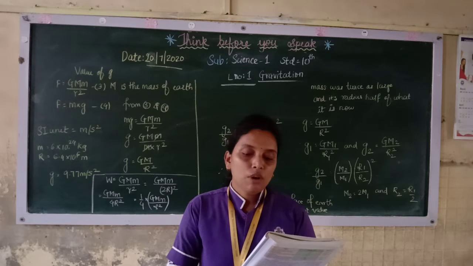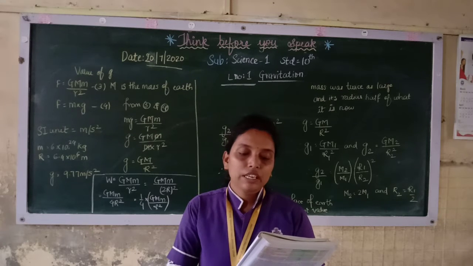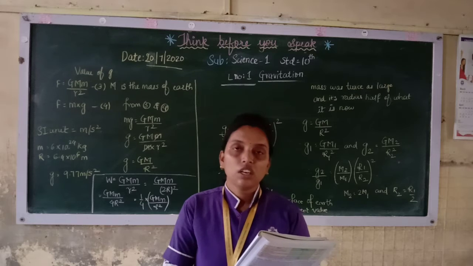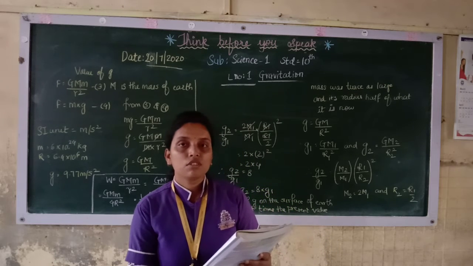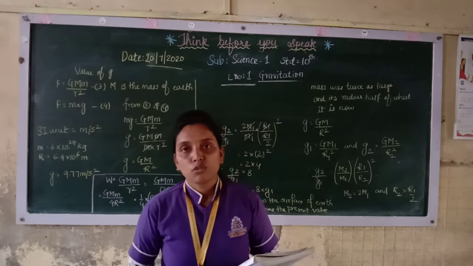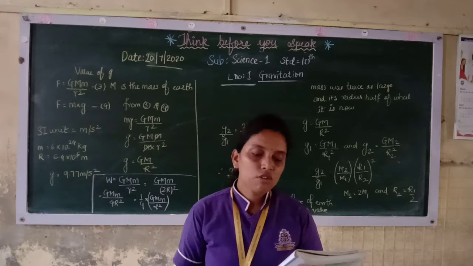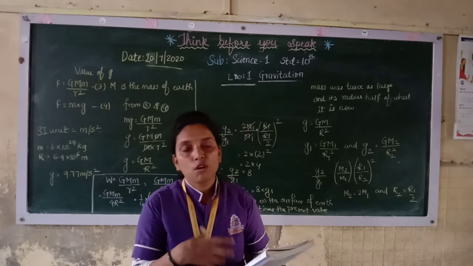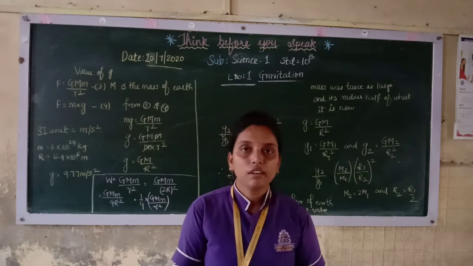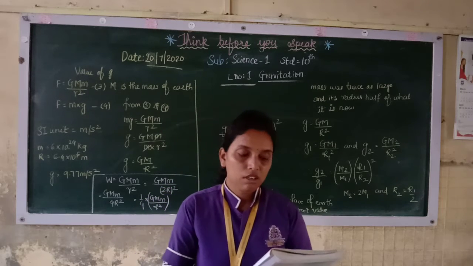What would happen if the value of G was twice as large? Now they have given the capital G. Our formula for force is G into m1 into m2 upon r square. So there you will find that if the value of G is twice, the force will also be twice. It will be double. And also the small g will also be double.